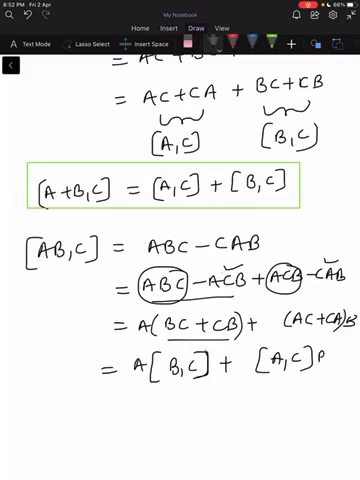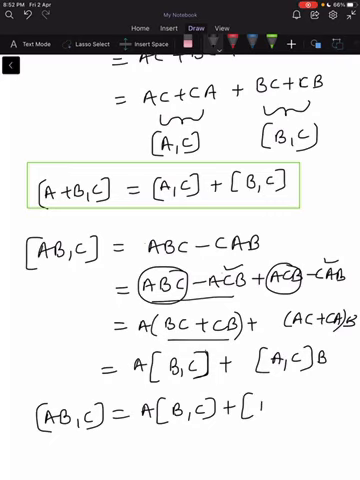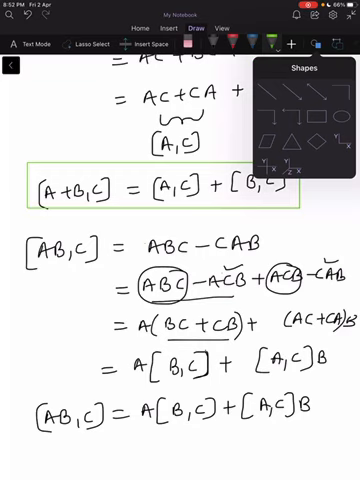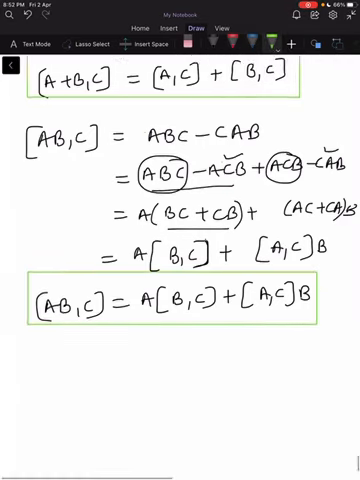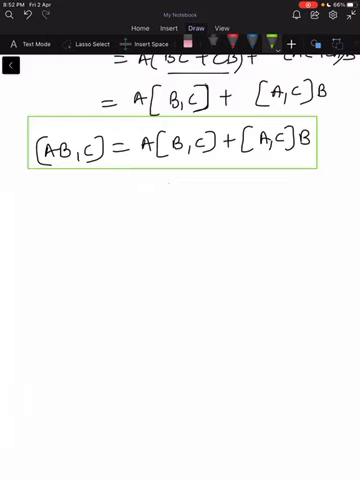The b is placed after the result to remove the negative sign. So we can write [ab, c] = a[b, c] + [a, c]b. This is the proof for the second identity of the question, part A.